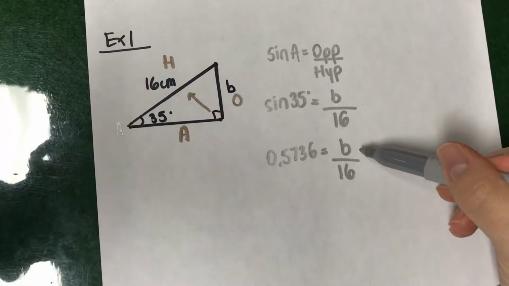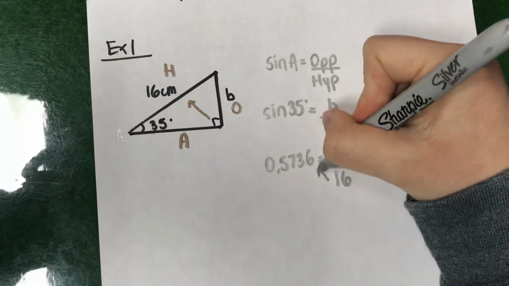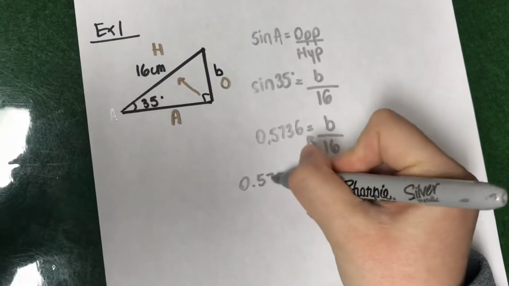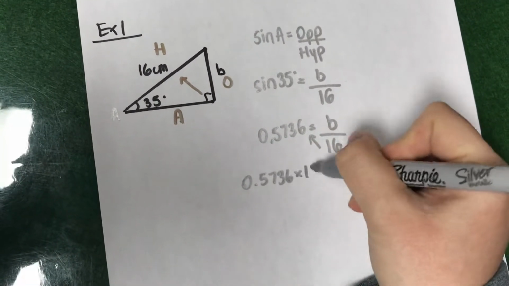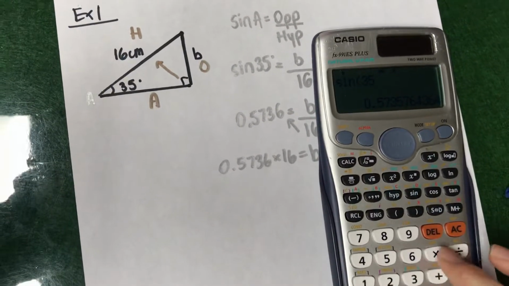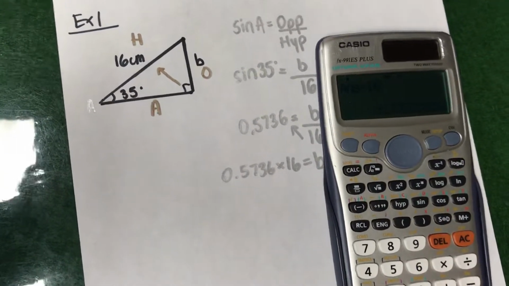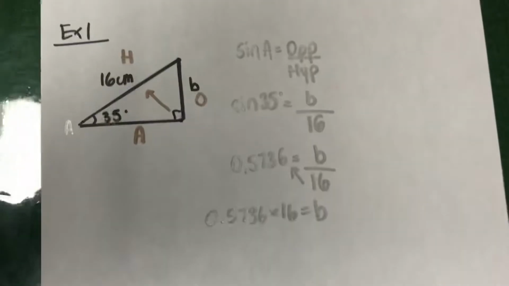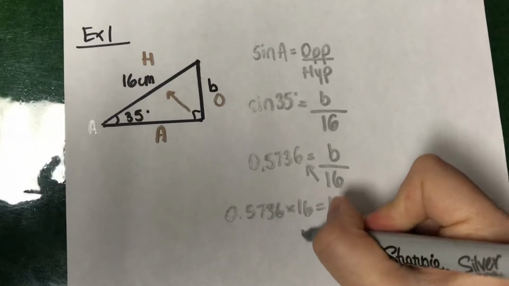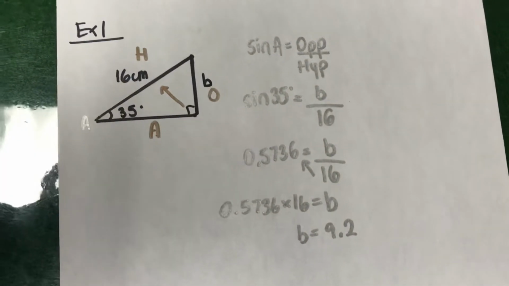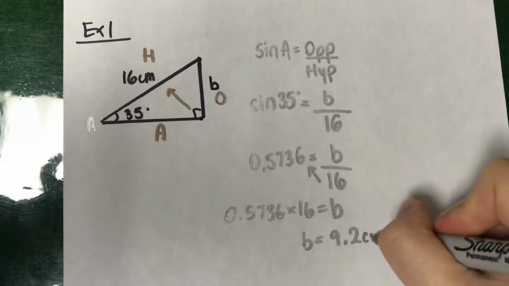To solve for B, I need to cross multiply. So I'm going to multiply this over on the other side, and I get 0.5736 times 16 is equal to B. And I get 9.2. I'm going to round this to 1 decimal place. And I'm given the unit centimeters, so I can add centimeters here.